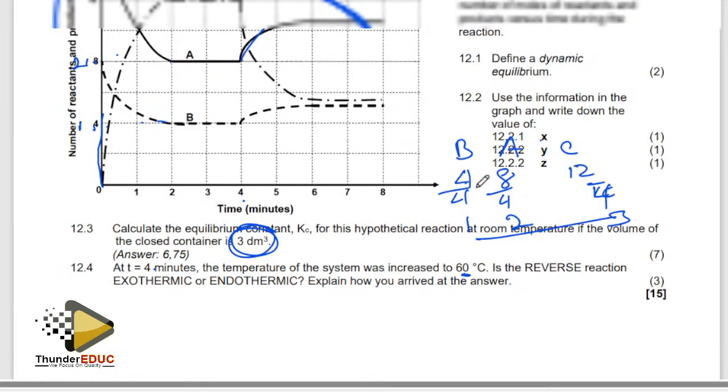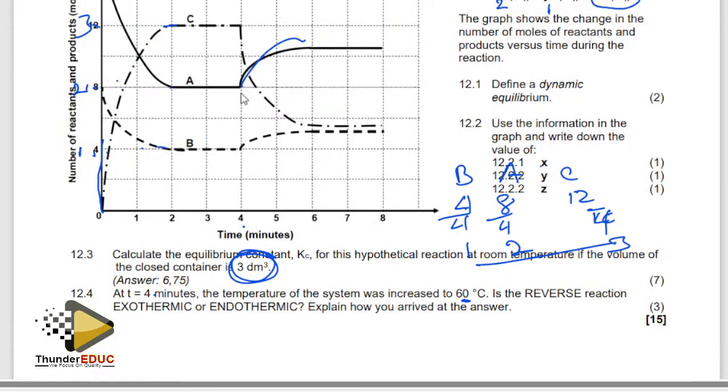You understand? So at first it was going like this, normally. When you increase the temperature to 60, it reversed. Definitely, if it reverses, then automatically the reverse reaction is endothermic. It's the one which requires heat because you have increased the heat. If it doesn't reverse, it just increases, then the forward reaction is automatically endothermic. But if it reverses, then the reverse reaction is the one which is what? Endothermic. Yes, because an increase in temperature favors the endothermic reaction.